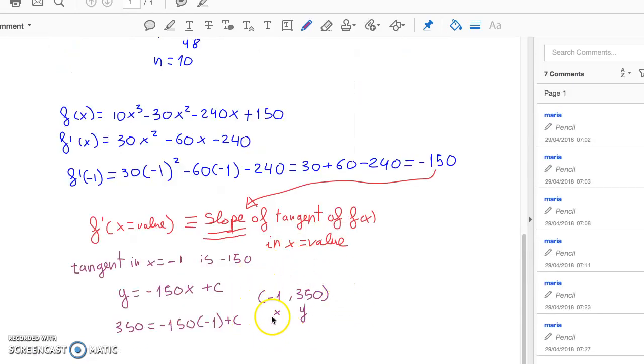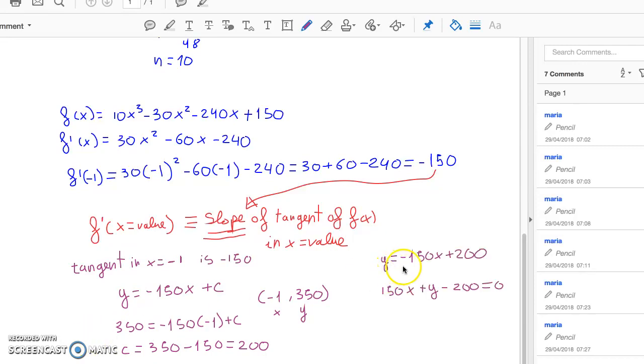So I know one point that is on the tangent and also on the function, by the way. So I'm going to plug the x and the y value in the equation that I know. The only thing missing here is the c. I will isolate the c. The value of c is 200. So y is minus 150x plus 200. They want the linear function expressed in a specific form where I have x and y and all the values on one side equals to 0. So I'm going to just move it to the other side and start with the x. That will make it 150x plus y minus 200. That will be the answer.